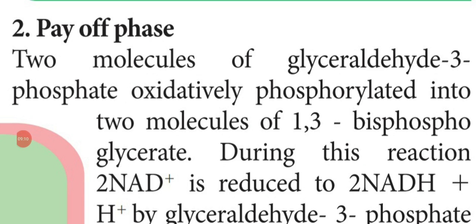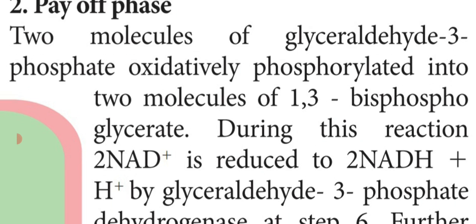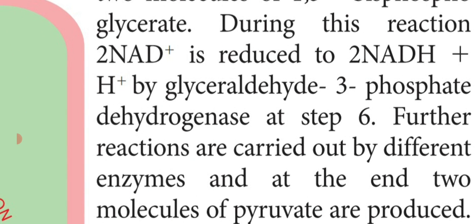The second phase is the payoff phase. The glyceraldehyde 3-phosphate is oxidatively phosphorylated into 2 molecules of glyceraldehyde 1,3-bisphosphoglycerate. So they change it into 1,3-bisphosphoglycerate. During this reaction, 2 NAD plus get reduced into NADH2. Glyceraldehyde 3-phosphate liberates 1 molecule of water by the enzyme dehydrogenase.